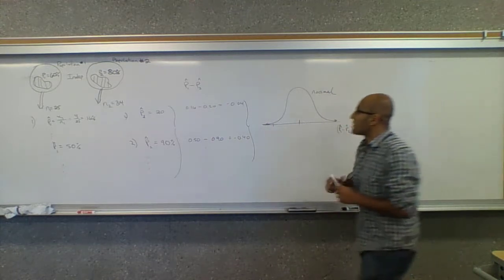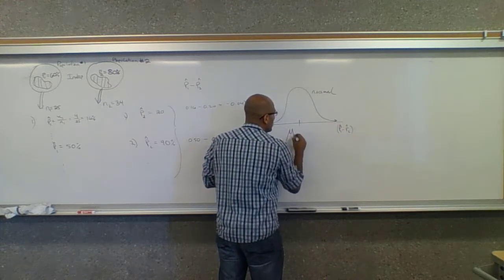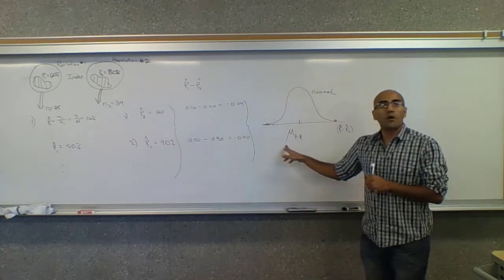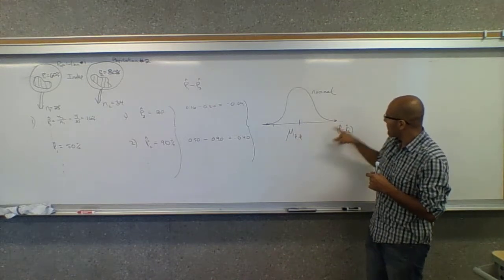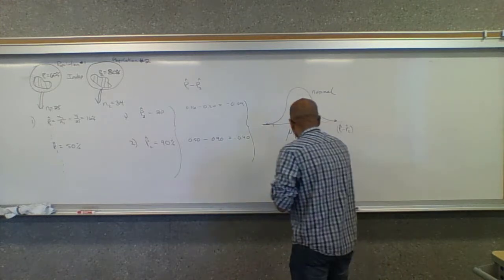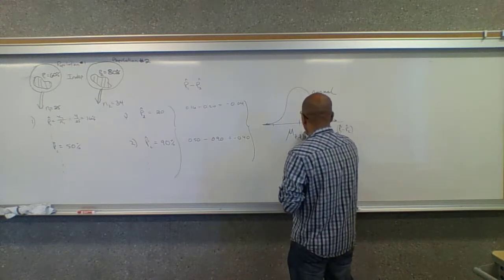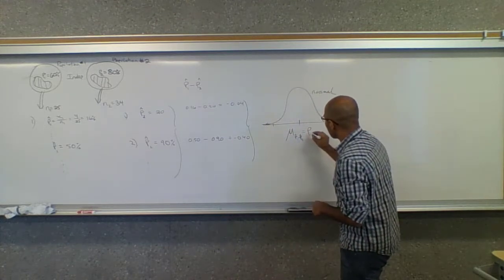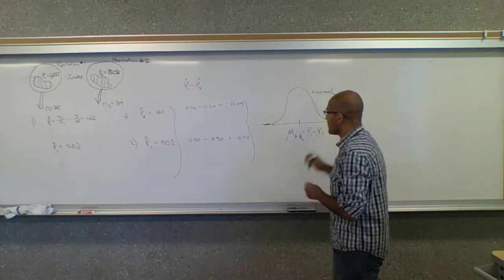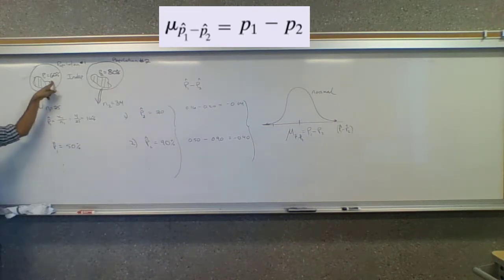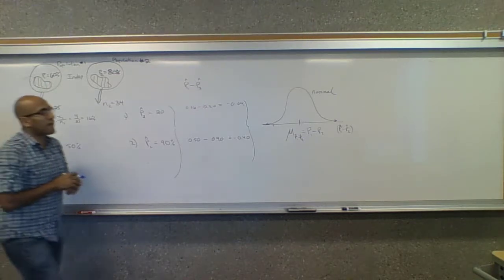Okay, so now where's the center of this thing? We have to have a mu sub p hat 1 minus p hat 2. It sticks to our tradition of putting the little subscript there, like we had x bar or p hat. Now we have a p hat sub 1 minus a p hat sub 2, which is very ugly. But this is equal to what? It's going to be equal to p1 minus p2, these proportions. In this particular example, it would be equal to negative 0.2, the way I wrote it, but in general, it's equal to p1 minus p2.